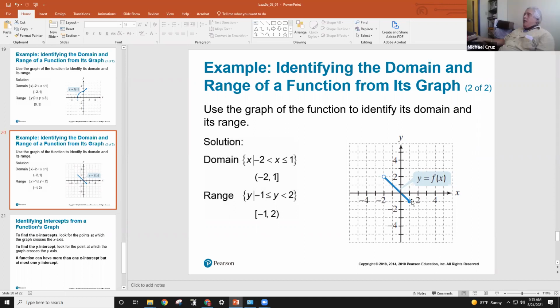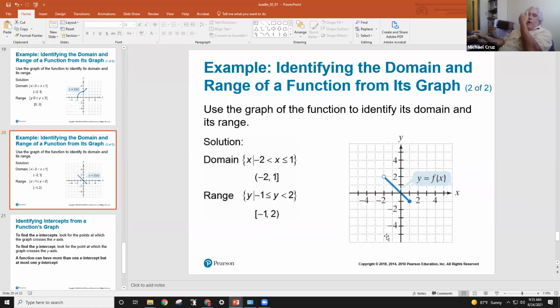You see this right here, where I've got the blue dot? It's closed, right? Yes, it's closed. So that means it includes that point. That point right there is 1, -1. This point over here is -2, 2. This point does not touch. This point does touch.